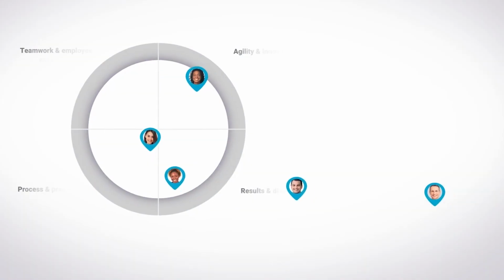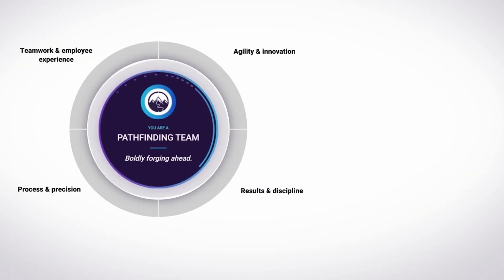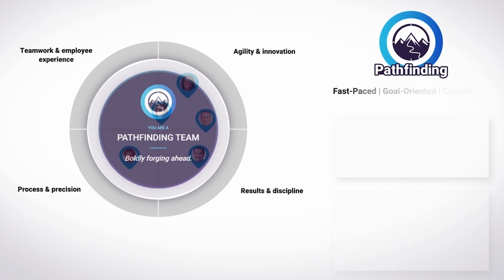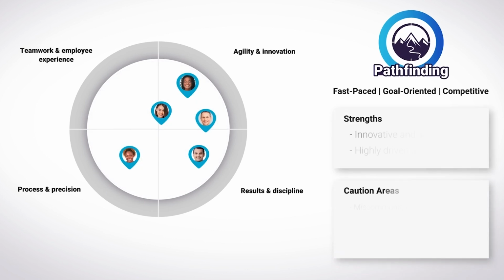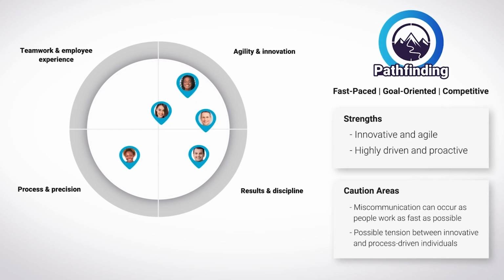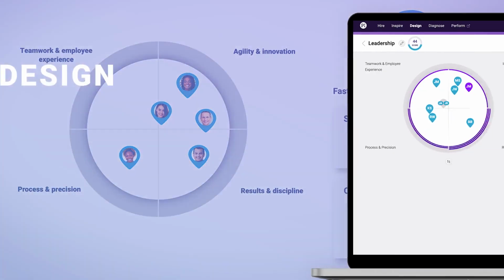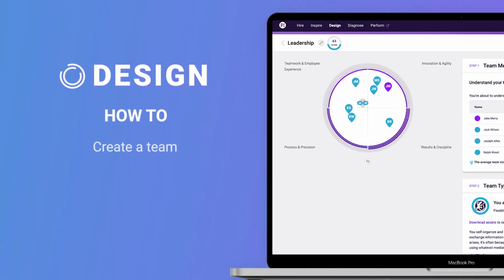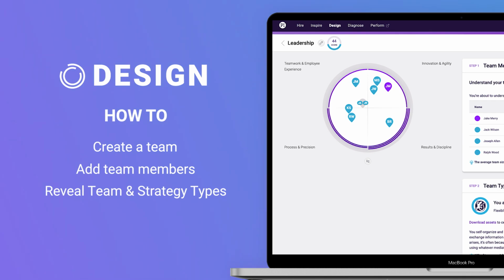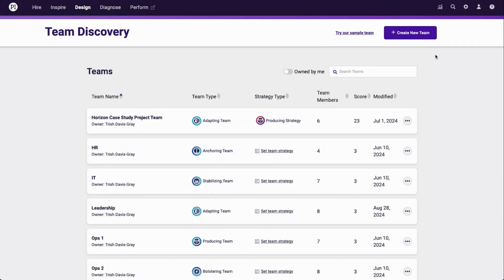Design gives teams a common language to understand their individual and collective behavioral strengths. Use it to see how your people align with your team's strategic goals so you can achieve faster and better results. In this video, you'll learn how to create a team, add team members, reveal team and strategy types, and more. The Design homepage contains all the teams you have ownership permission for or teams you have permission to view.